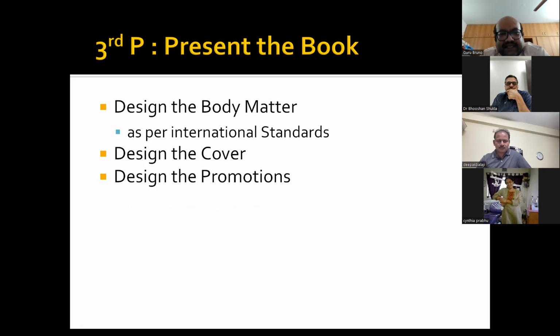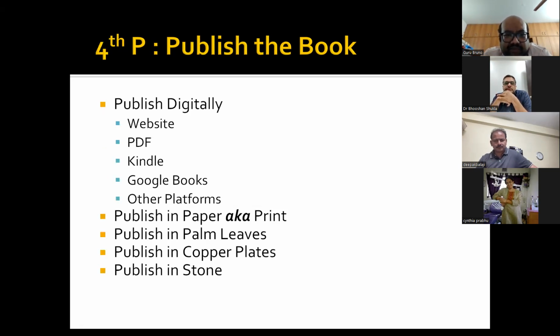Then coming to presenting the book. So how to design the body matter as per international standards, then how to design the cover and designing the promotions. So this we'll see subsequently. Then publishing it. Where are you going to publish it?